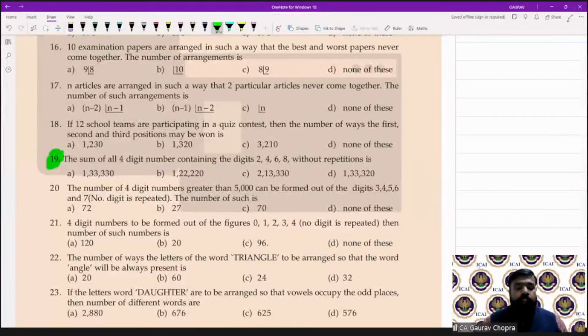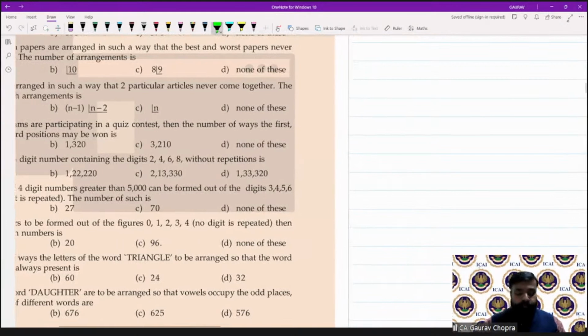The sum of 4-digit numbers containing digits 2, 4, 6, 8 without repetition. So 2, 4, 6, 8 is there. So first place, second place, third place, and then fourth place. So all these 4 places are there. Now what we have to do, we have to see how many total number of ways will be there. So 4 into 3 into 2 into 1. So there will be in total 24 ways. Now the same concept.